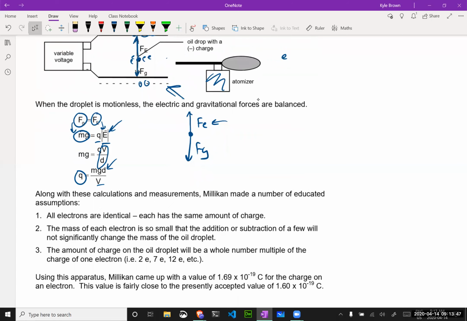Okay, so now, using that, he was able to come up with a value of 1.69 times 10 to the negative 19 coulombs. And we now know that, so he was very close.